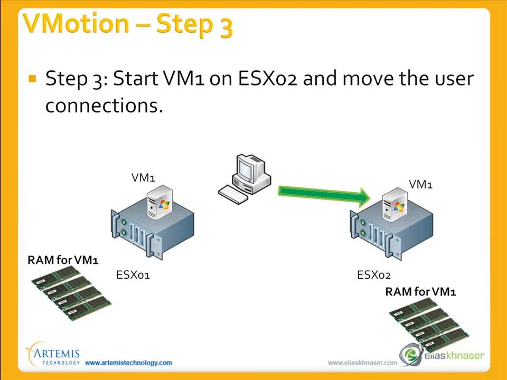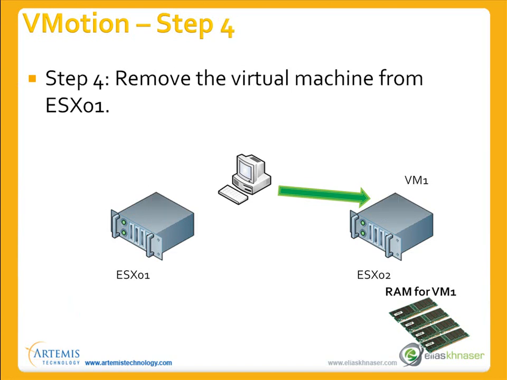Now step 3 would start vMotion on ESX02 and move the user connections. So after the memory has been quiesced and you've copied the memory bitmap, then we're going to start the VM on ESX02 and move the user connections, all of that without losing any connectivity. And then you have step 4, which would remove the virtual machine from ESX01 and completely move it to ESX02. So we're going to bring up a whiteboard and talk a little bit more about how this works.